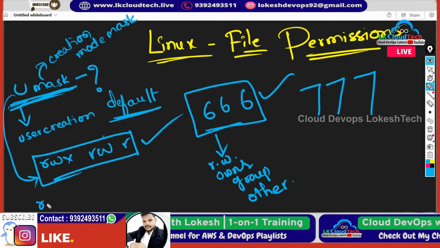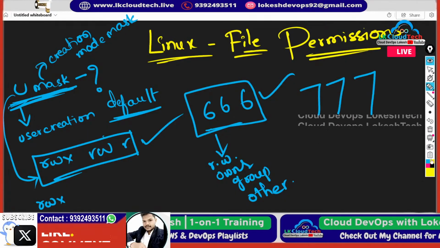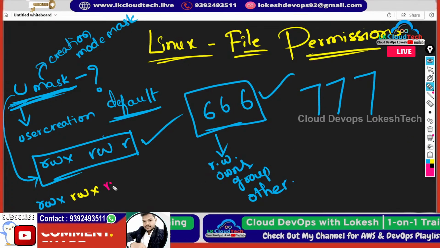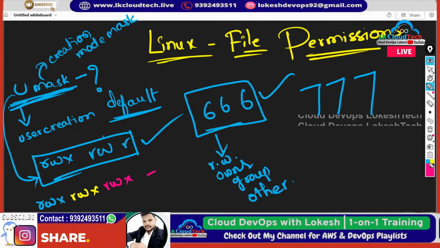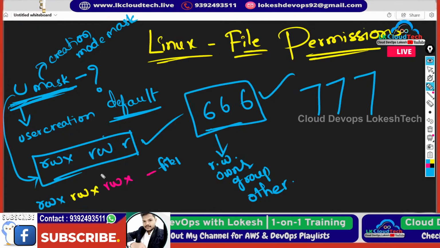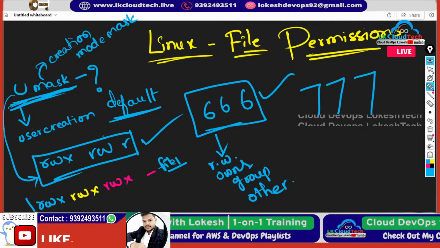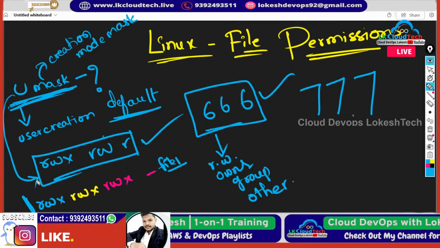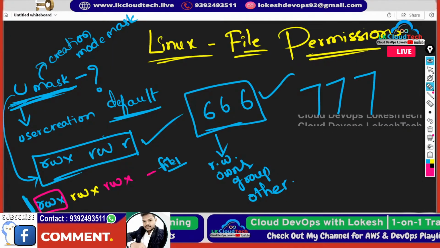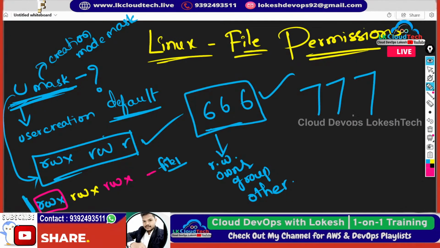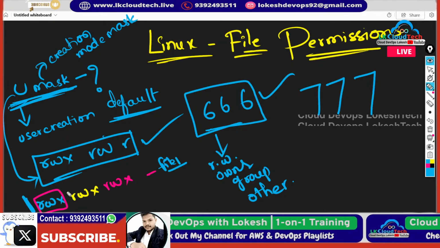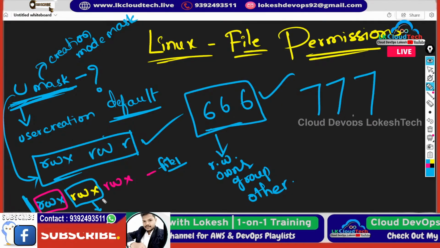Earlier I mentioned read write execute, read write execute, and read write execute for file 1. For example, this file 1 is related to some linked file. Don't focus on this l, it's just an example. Whatever rwx is there, the first set is the owner permission, and the next set is the group permission.